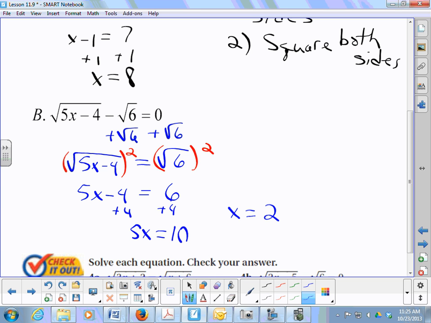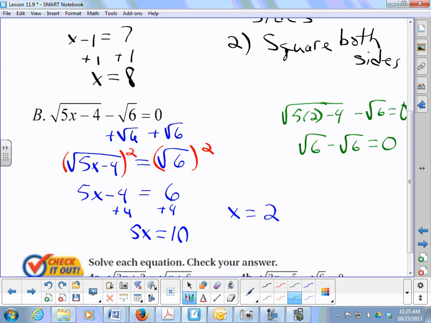And then we need to check it. Square root of 5 times 2 minus 4 minus the square root of 6, does that equal 0? Let's see. 10 minus 4 is the square root of 6 minus square root of 6 equals 0. So yes, 0 equals 0. It's been checked. Check your answers.